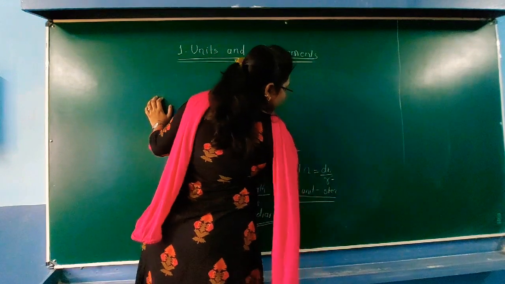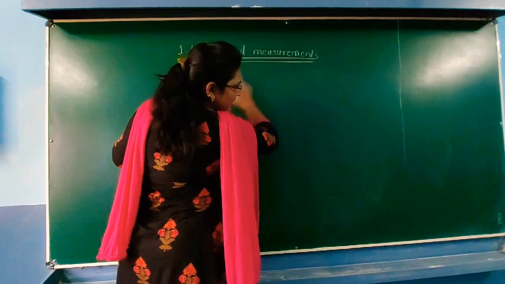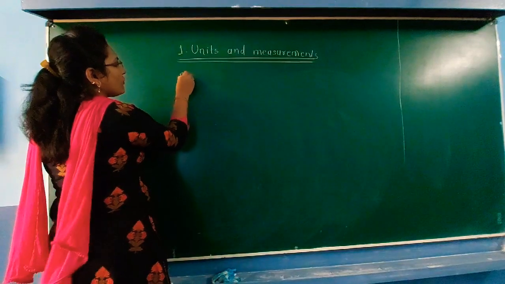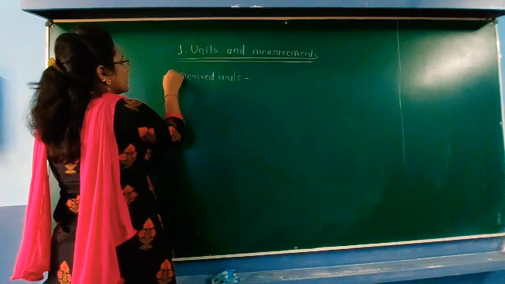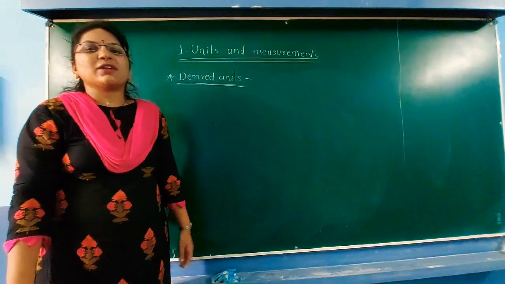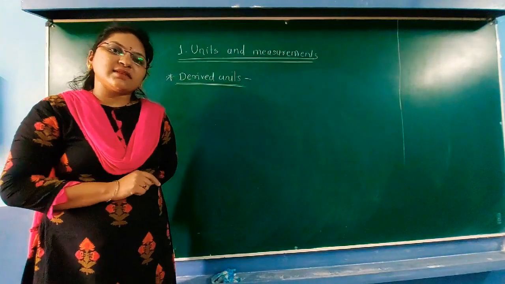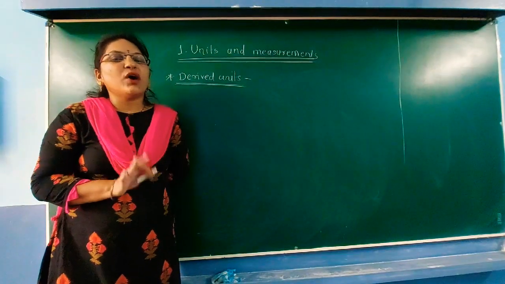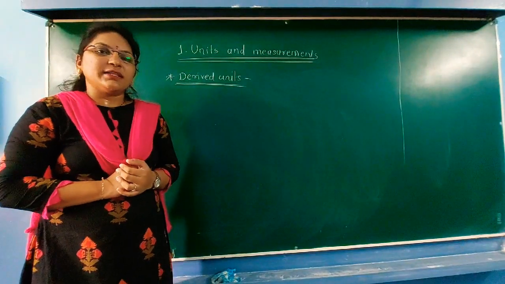Next, what are the derived units? There are only two supplementary units, which are radian and steradian, but there are several derived units. What are the derived units? The units which are used for measuring derived quantities are called the derived units. Then what are the derived quantities? The physical quantity which depends on one or more fundamental quantities for its measurement is called a derived quantity.